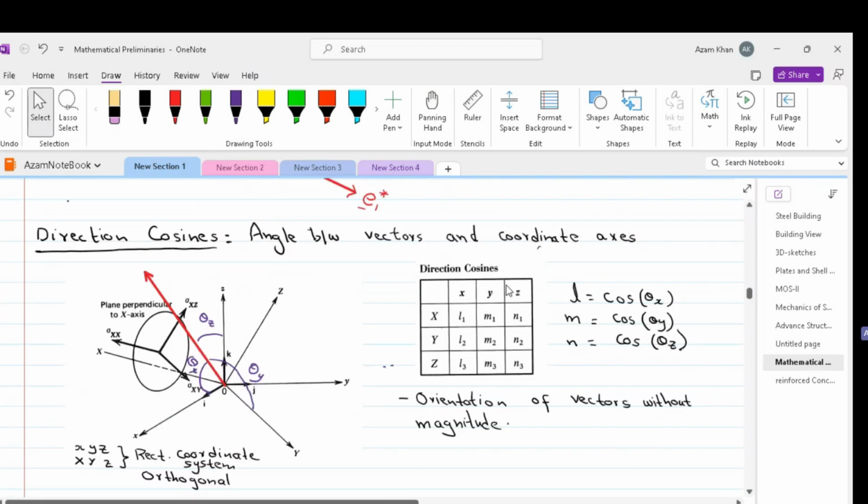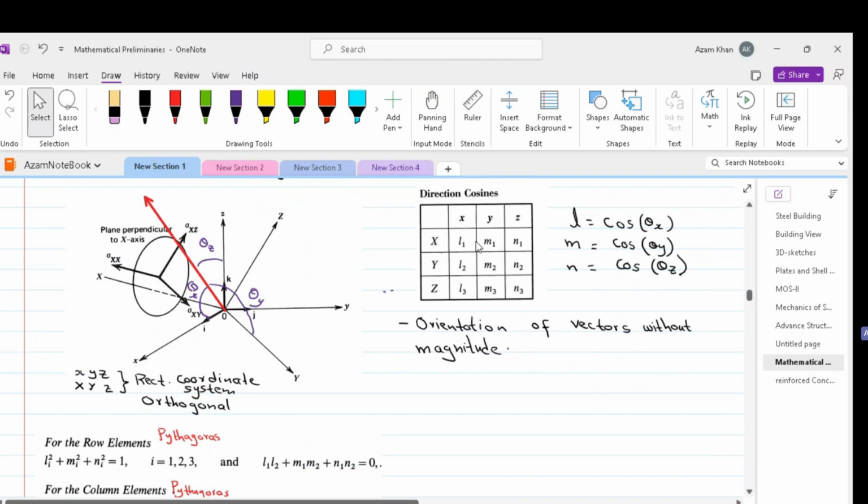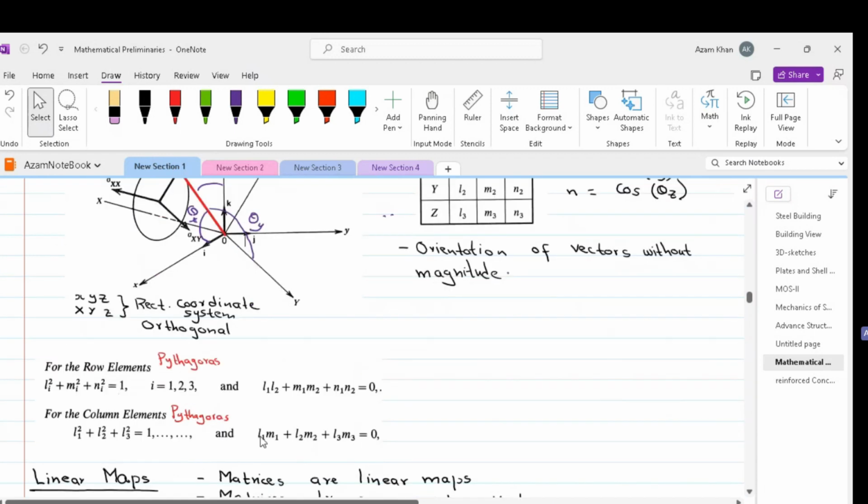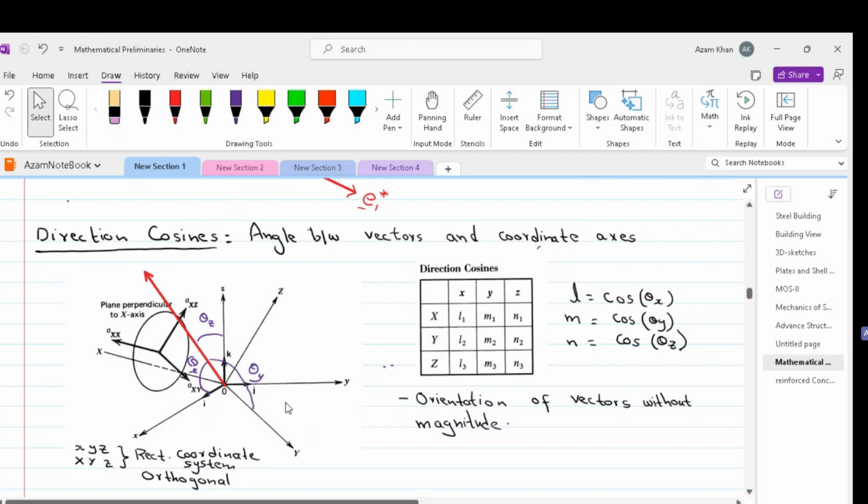So once we collect all these direction cosines, we can find some other properties of direction cosines, such as the column elements, which is L1 square, L2 square, L3 square, that is also equal to 1. Similarly, multiplication of pairs of direction cosines and addition gives us 0. All these properties are shown over here. So direction cosines help us in the coordinate transformation. Direction cosines are used when transforming vectors or coordinates from one set of orthogonal axes to another set.